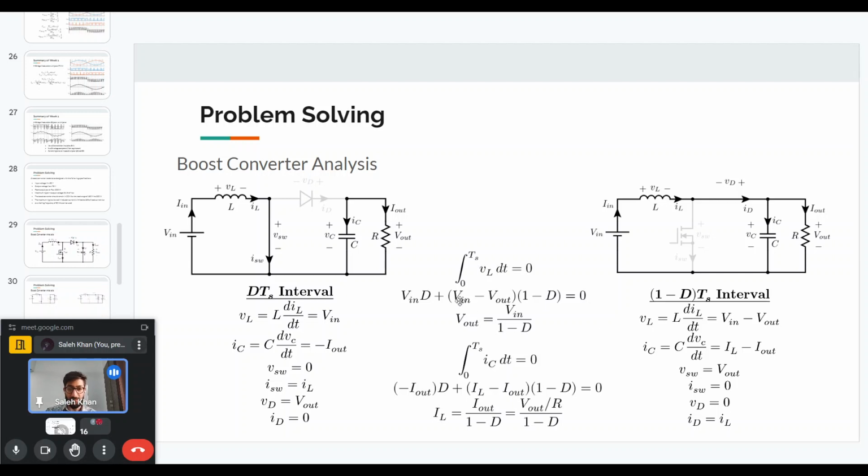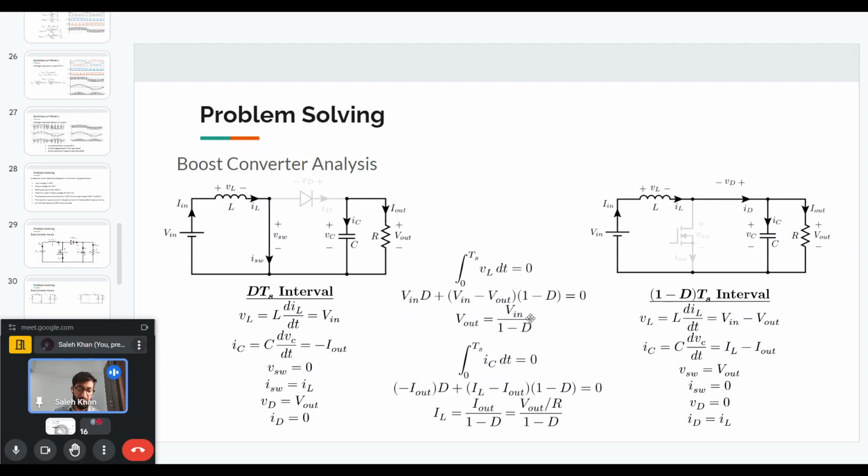And if you do that averaging, you will get that the output voltage is equal to V in divided by 1 minus D. So basically what we do is we take the voltage across the inductor during the DTS interval, which is V in, and we multiply it by D, and then we sum the voltage across the inductor in the 1 minus DTS interval, which is V in minus V out, and we multiply this whole thing by 1 minus D.